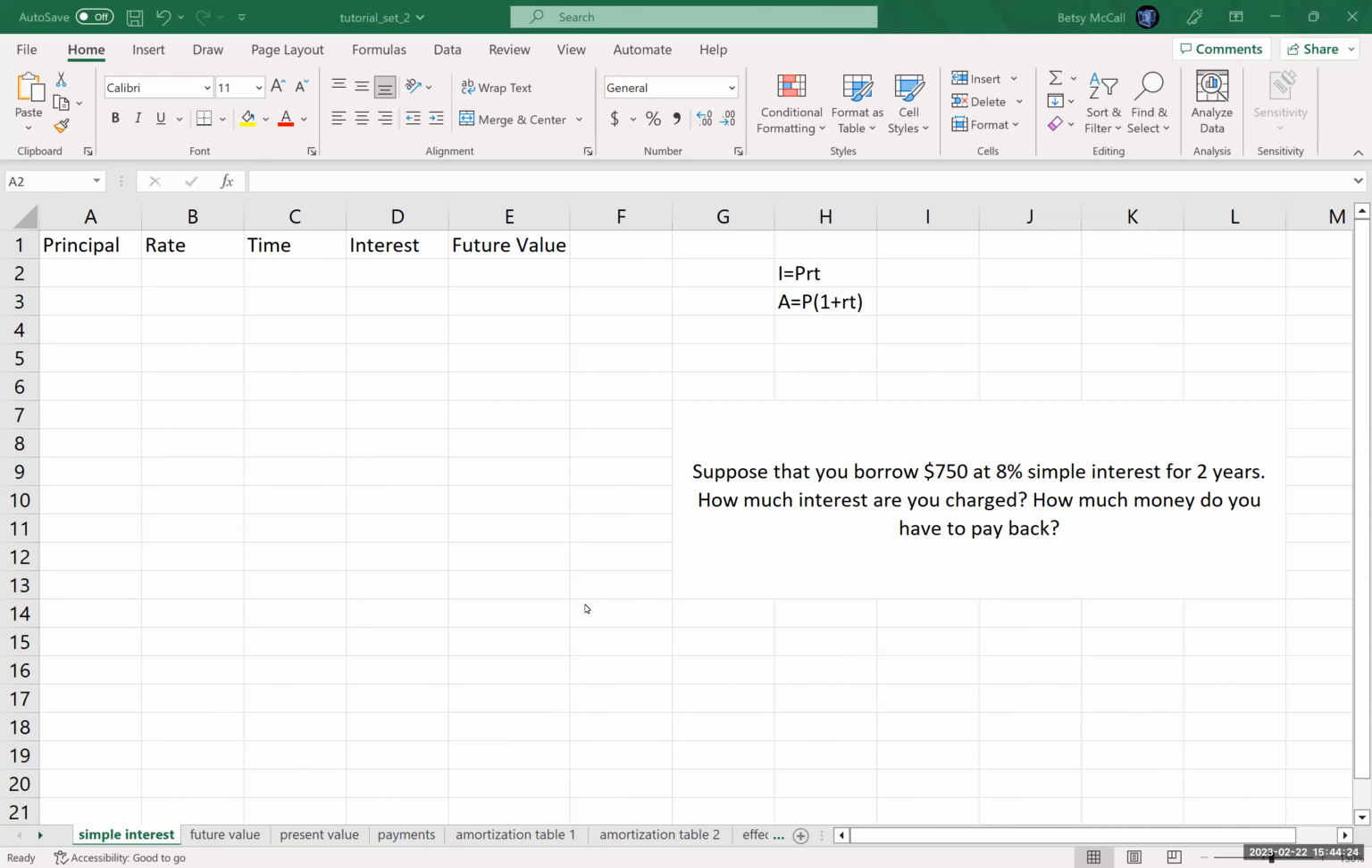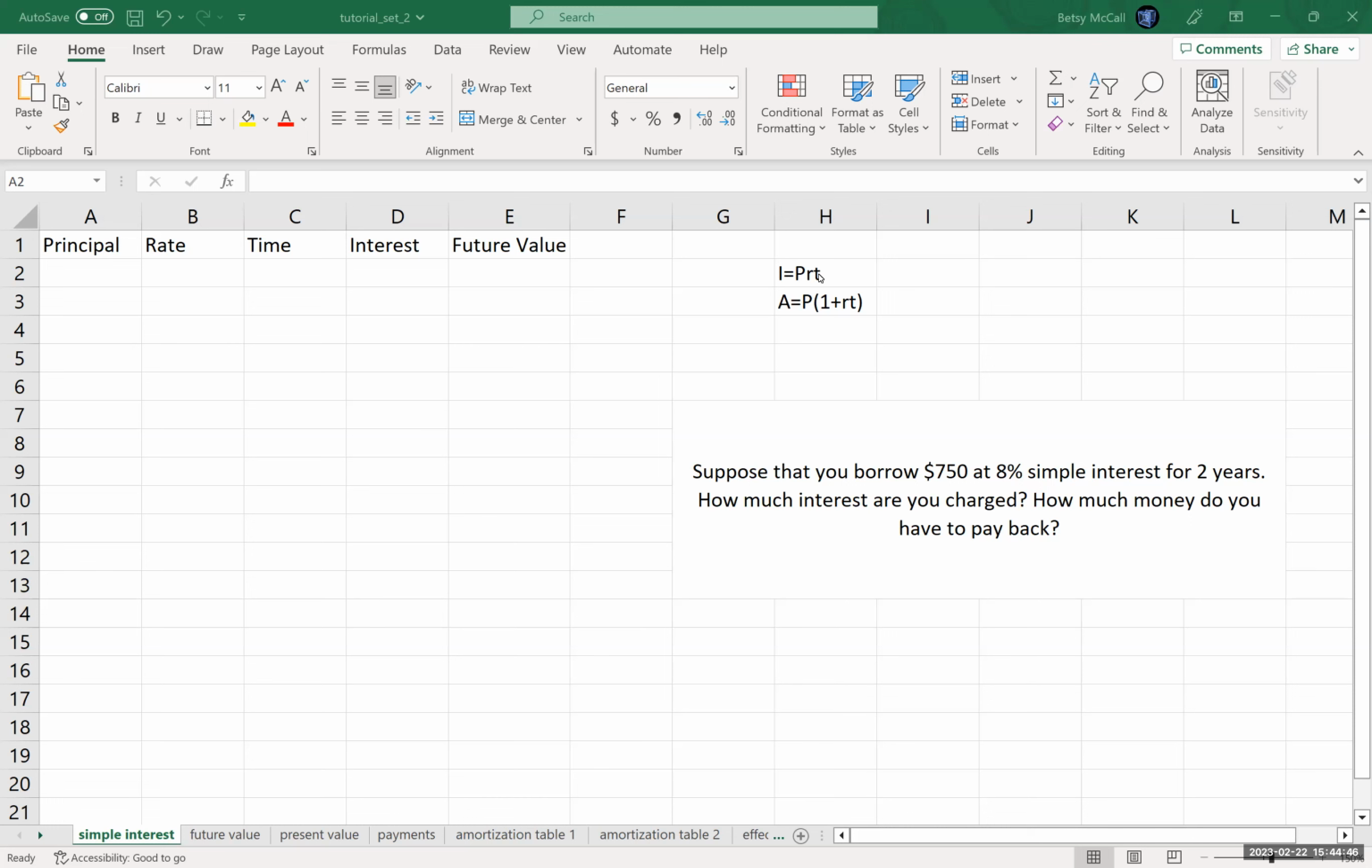Okay, so we're going to look at simple interest formulas. There's two formulas that you need to be aware of for simple interest. The first is that the interest, just the amount that you owe in addition to the balance, is the principal times the rate times the time. Typically, the rates are given as annual rates, and so time is in years.